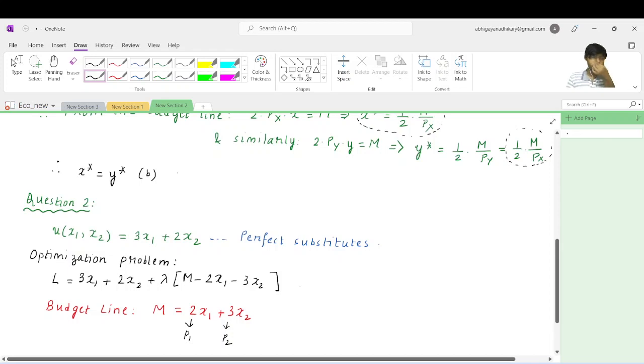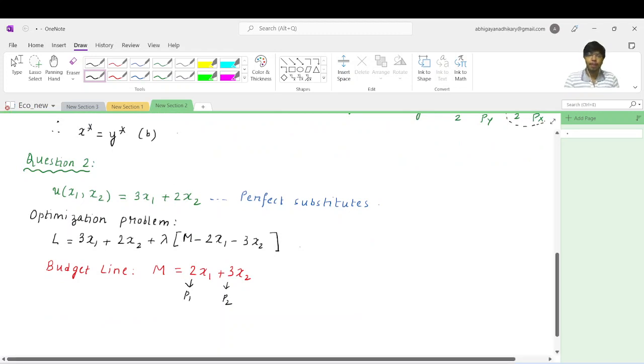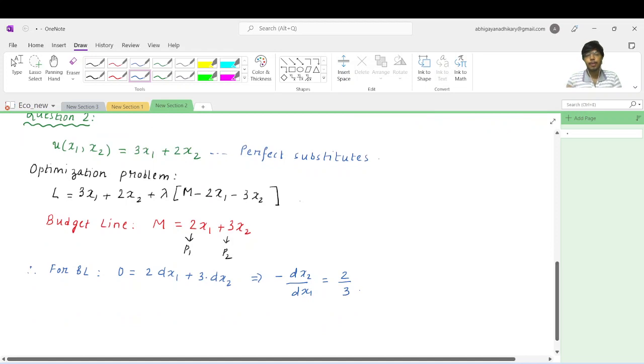Now we know that in perfect substitutes we have a possibility of corner solutions. So let us do that intuitively first, and then we can come back to the Lagrange. That will be a faster process in these kinds of entrance exams. For the budget line, let us just find the slope. It is 2 times dx1 plus 3 times dx2. Therefore, the absolute slope, minus dx2 by dx1, is essentially 2 upon 3. This is the slope that we are looking at.